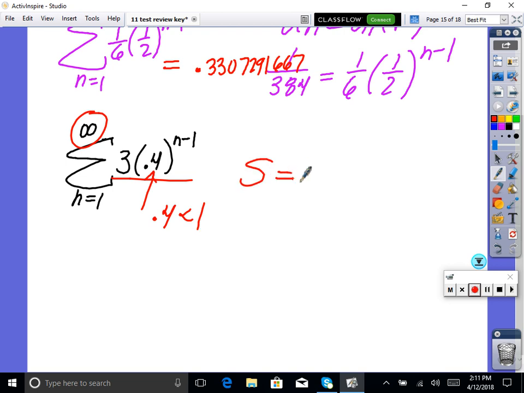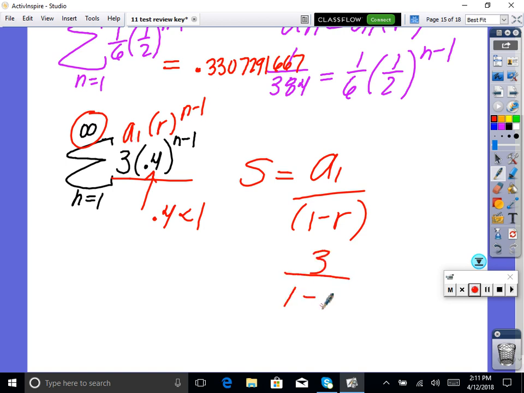Unfortunately, we have to remember the formula: a sub 1 over 1 minus r, if it's infinite and geometric and we can find a sum. a sub 1 times r raised to the n minus 1. a sub 1 is 3. 1 minus r is 0.4. Use parentheses. So if you type it into your calculator, the sum actually adds up to be 5.